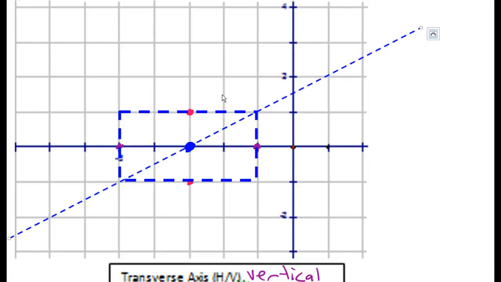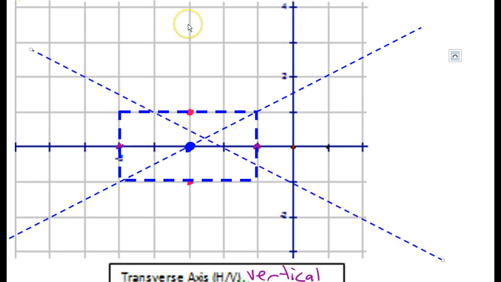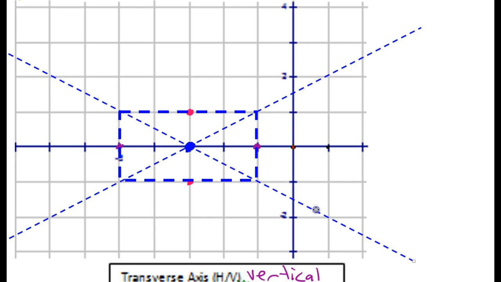So here's an asymptote. And here is another asymptote. If I can grab it. All right, so the rectangle reveals the asymptotes.